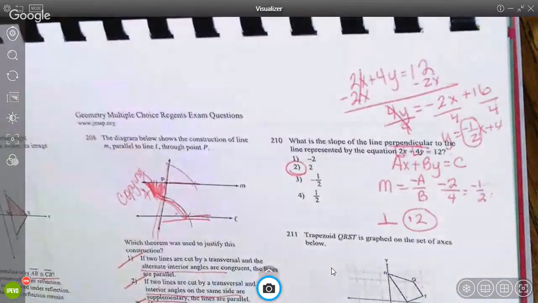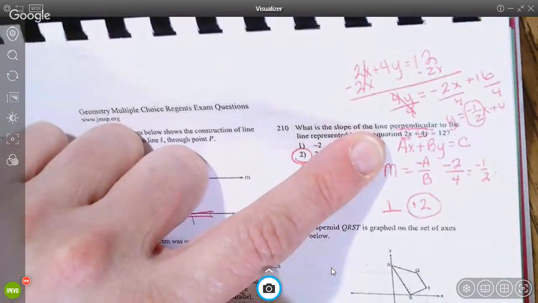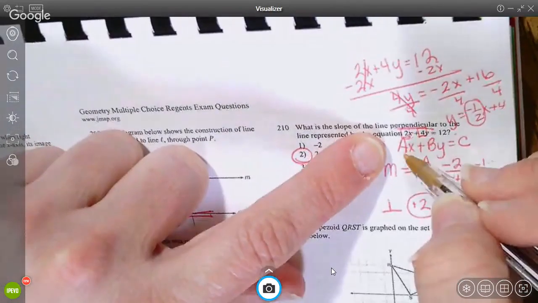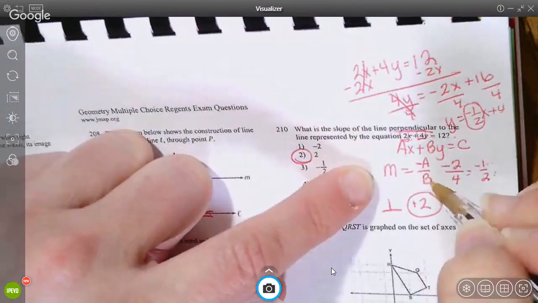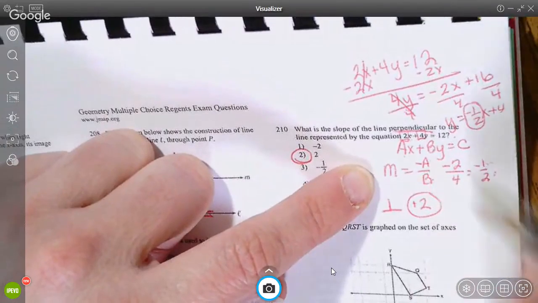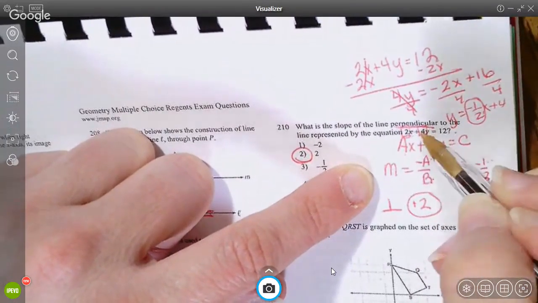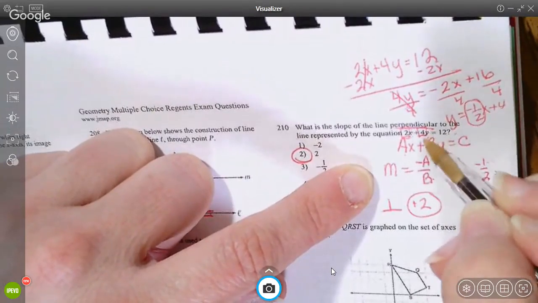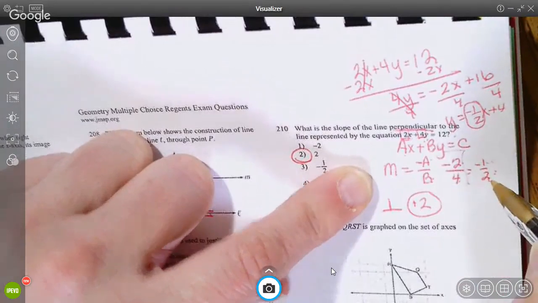But there was one day I showed you that you can also do it this way, where anything in front of the x is A, anything in front of the y is B, and the way you find the slope is you take the opposite of A and divide it by B. So the opposite of 2 is -2, and the 4 stays the same. So there's 4, there's 4. I reduce this fraction, and that gives me the slope of -1/2 for the original equation.